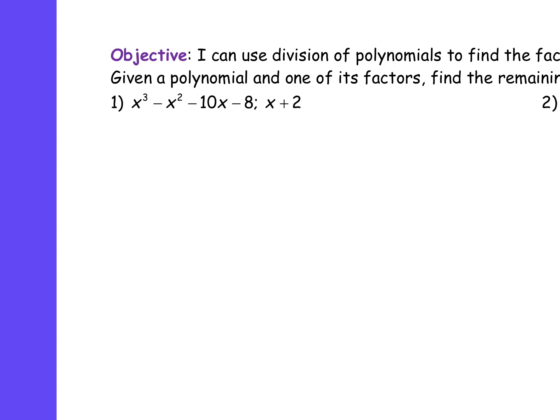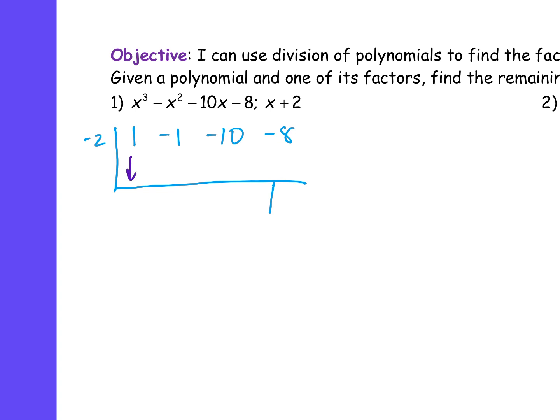I'm going to go ahead and go in here. So I've got 1, -1, -10, and -8. And I'm multiplying by -2, right? I already know it's a factor, so what should my remainder be? 0. So when I get over here, I should get a 0. So if I don't get it, I did something wrong. Very good.